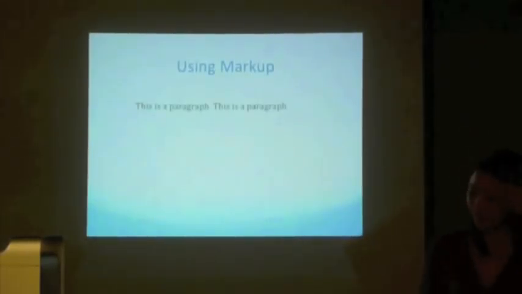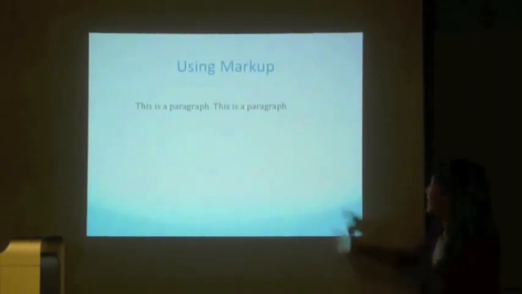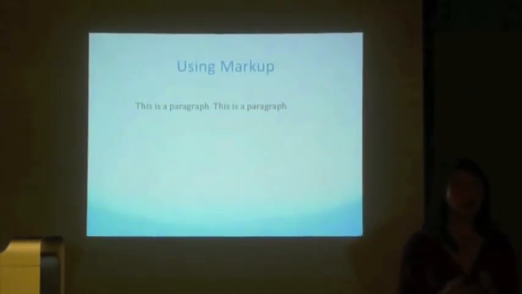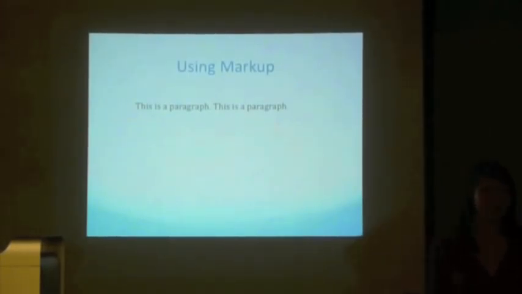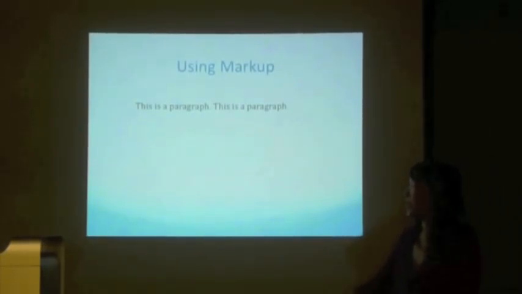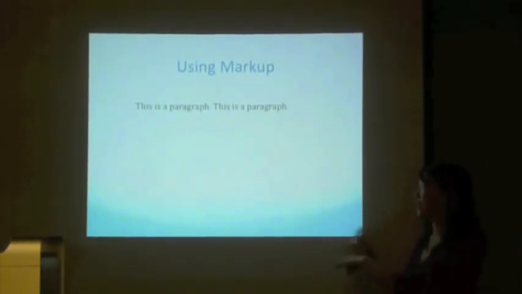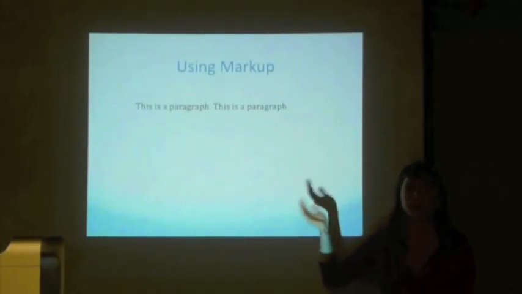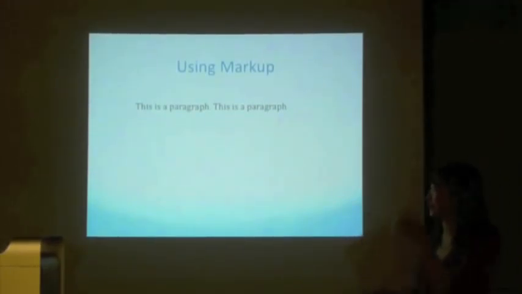Okay, using markup. So I have some animations here. Not cool ones, just appearing. So here, if you have two paragraphs, this is how you type it. Say you were in Notepad or TextEdit, whatever operating system you use, and you want to make two paragraphs, this is basically how you type it, right? So this is a paragraph, this is a paragraph. This doesn't look that bad because each of the paragraphs is only one sentence.